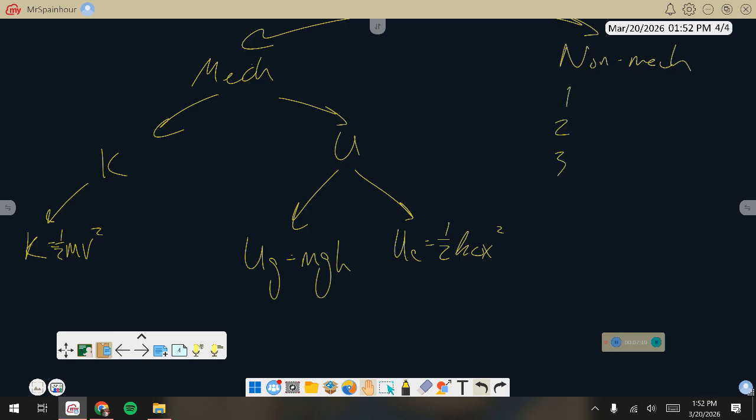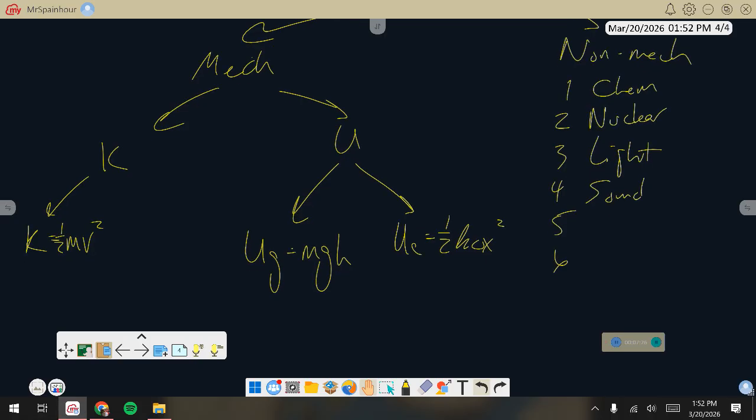What are the six non-mechanical types? Throw out any of them. Light. Sound goes with it, yeah. Chemical? And what's the one that goes with chemical? Nuclear. If you ever forget that, in a nutshell, chemical is anything that happens to the electrons on the outside of the atom. Nuclear is anything that happens in the nucleus. Light and sound: you can see light, and you can hear sound. Thermal is correct.